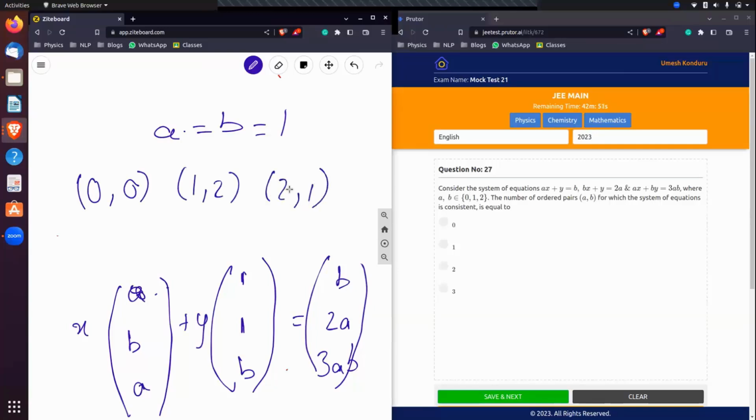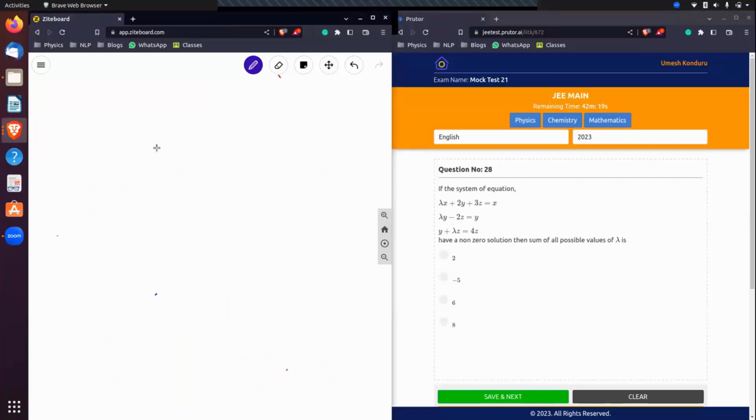So you have three possibilities for a and b. Okay, so again, (0, 0, 0) is obviously a solution, and they want to have a solution apart from these three. So one way of thinking about this, again, I'll just point this out here. It's generally not taught in JEE classes, but you can think about the equations this way.